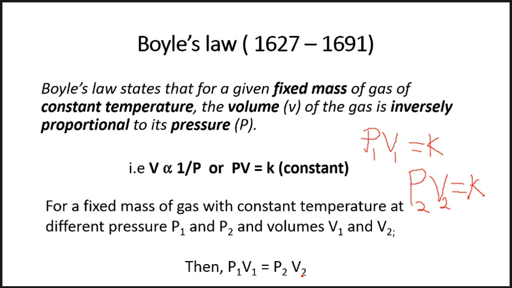So this explains when we have different pressure as well as different volume of a fixed mass of gas at constant temperature. P1 in this case represents the initial pressure, while V1 represents the initial volume, and V2 represents the final volume, while P2 represents the final pressure of that same gas.